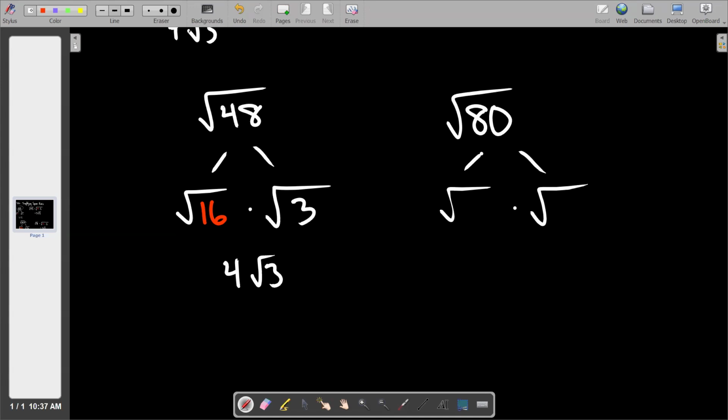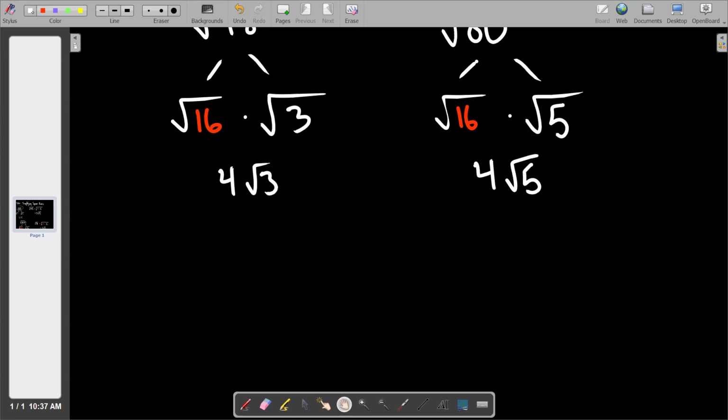There it is. Jackpot. Cal figured out that if I divide 80 by 5, look up at the board, 80 divided by 5, my calculator tells me that the quotient is 16. And I'm going to keep drawing those good numbers in red because they're our buddies. They're what we're striving for today. So square root of 16 is 4. So the answer is 4 root 5.